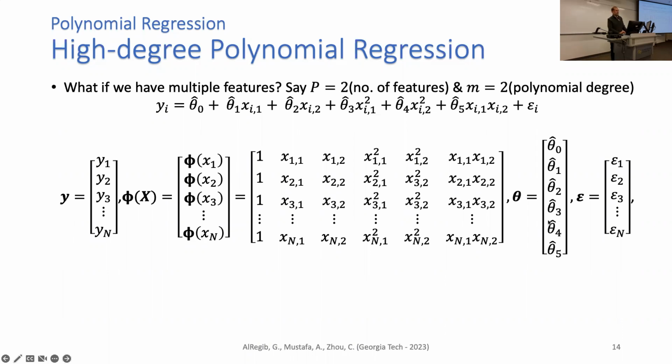Now in this model, how many parameters do I have? Basically, I have 6 parameters, right? I have theta 0 all the way to theta 5. I have 6 parameters in this case. Any question about this specific example?